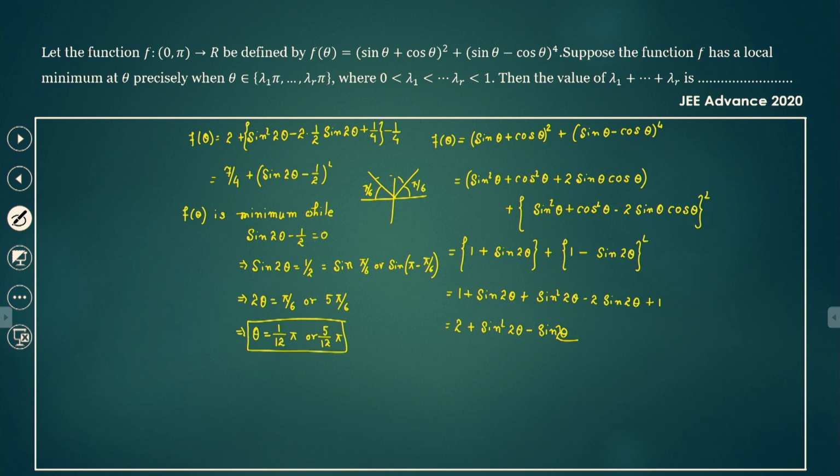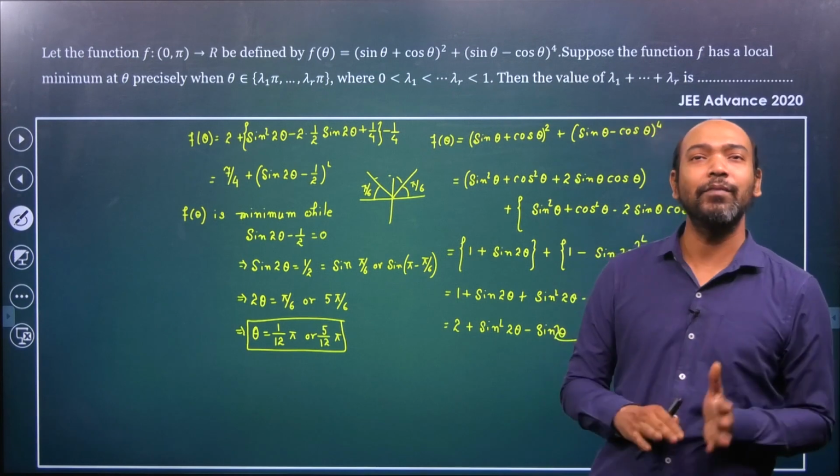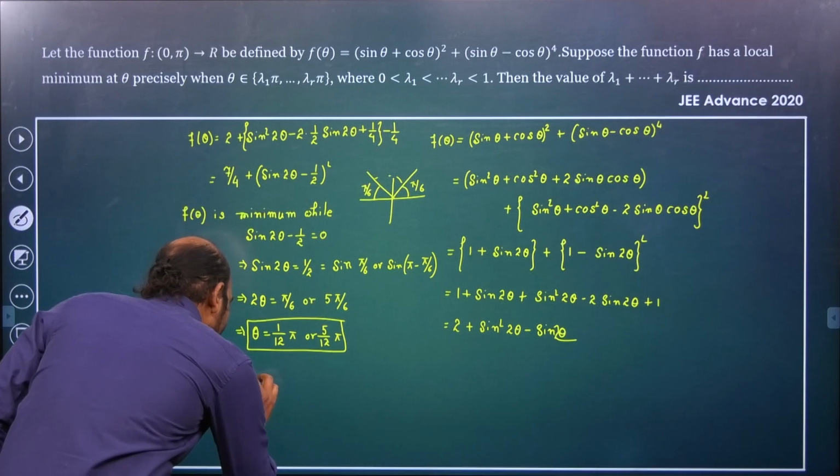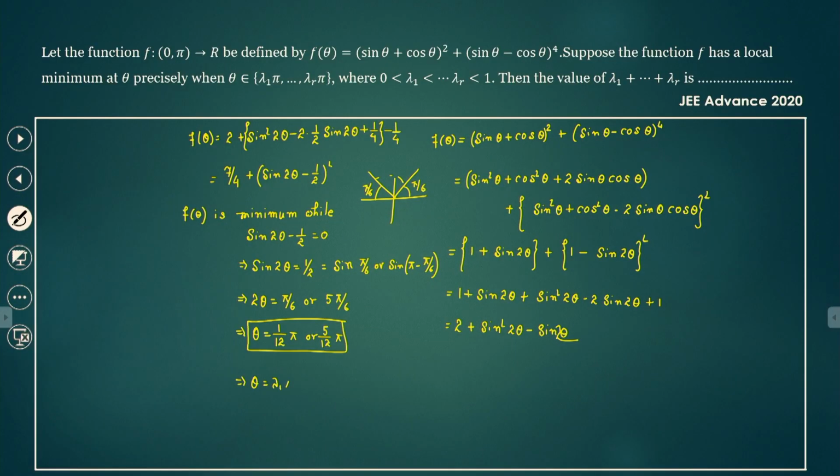Now the problem says theta needs to be written in the form of lambda 1 into pi, lambda 2 into pi, and so on. So we can consider theta equal to lambda 1 pi and lambda 2 pi, where lambda 1 is 1 by 12 and lambda 2 is 5 by 12. They are asking for the sum of lambda 1 and lambda 2. That's 1 by 12 plus 5 by 12, which is 6 by 12, and so the final answer is 1 by 2.